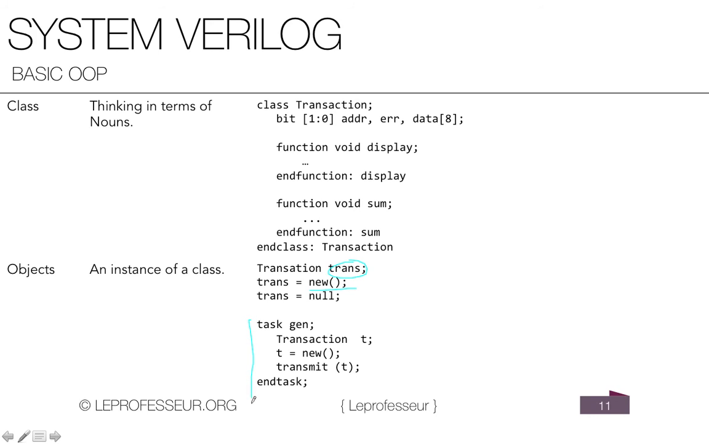And then you can write a task. Let's say you want to write a gen task. This gen task means that it is generating a transaction. You basically make a transaction object via new. So first you write transaction, and then T, which is an object of the type transaction, that is your class. As soon as you write T equal to new, it means that T now has space allocated in memory, and now you just call the transmit function to transmit this particular object. So you're not transferring the class, you are transmitting the object. So you are working with the objects, right?